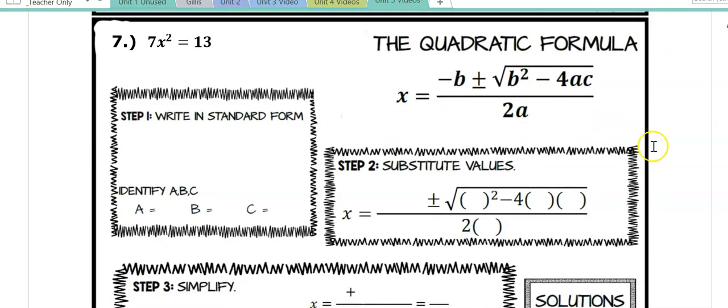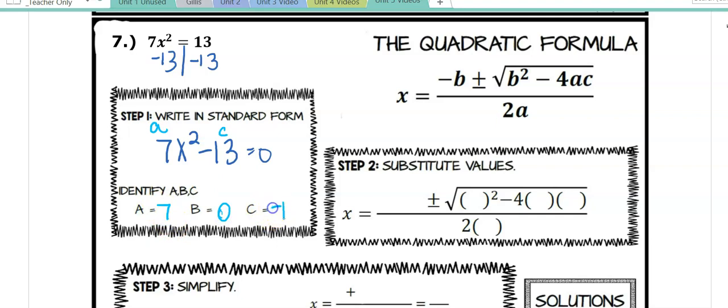All right, so now we have one last example with the form, and then we're going to do some without the paper form. We're going to do some on our own. The first thing I'm going to do is set this equal to 0, so I need to move that 13 over by subtracting it. So my standard form would be 7x squared minus 13. I have to label my A. And remember, the number by itself is the C value. So that means my B is actually 0. A is 7 and my C is negative 13.